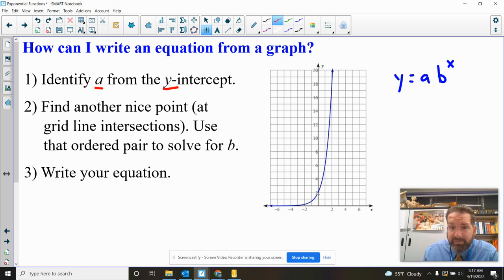So take a look at your graph. Look at where this graph crosses the y-axis. That's at a height of 2. So my A is 2. Look at that.